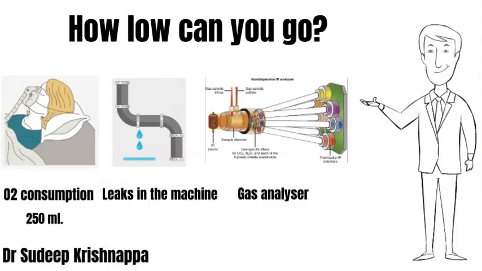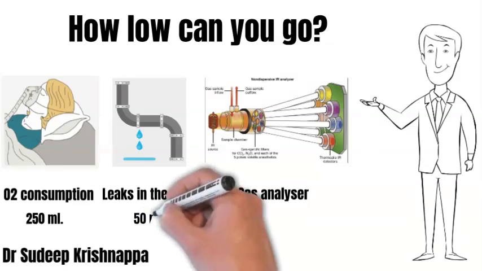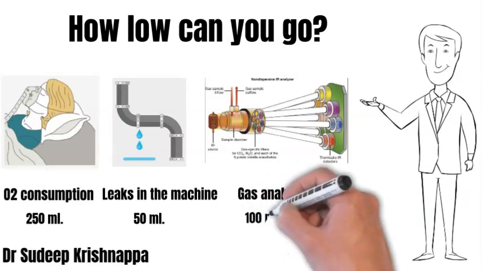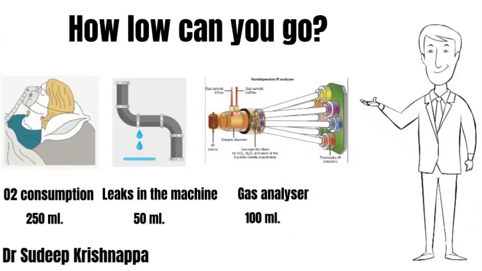As a numerical example, if you have a patient whose oxygen requirement is 250 ml per minute, you have a 50 ml leak either in the machine or in the circuit, and you have a stand-alone gas analyzer which is sampling 100 ml of gas every minute and is venting it out into the atmosphere after analysis instead of returning it back to the circle system. In this situation, no matter what happens, you cannot go down below a total flow of 400 ml fresh gas flow.